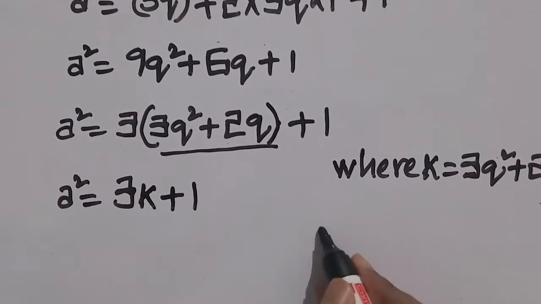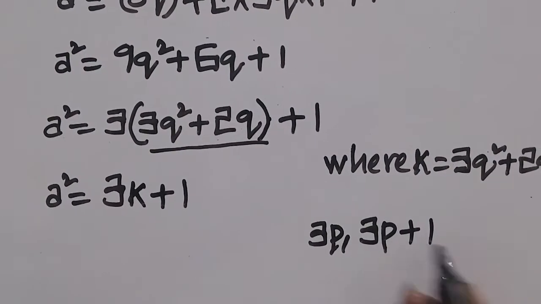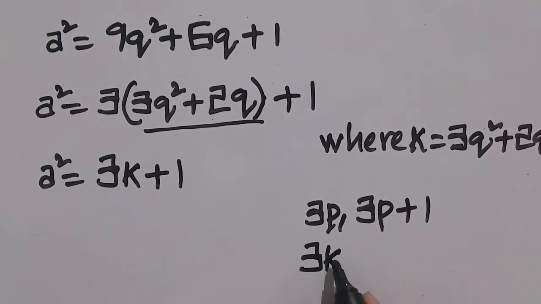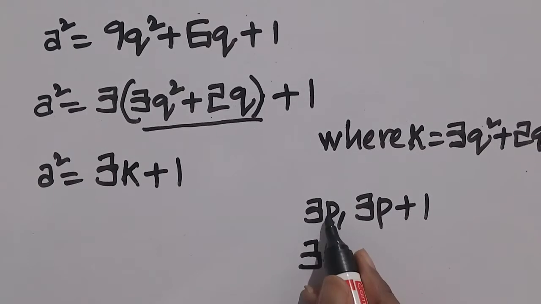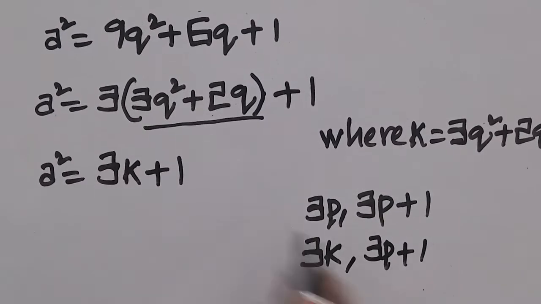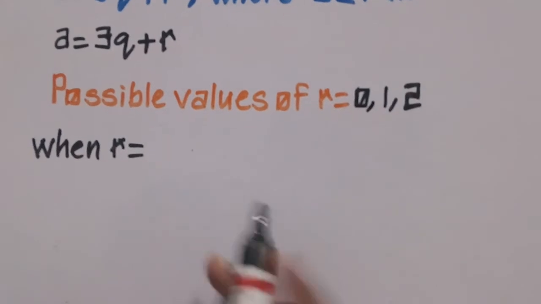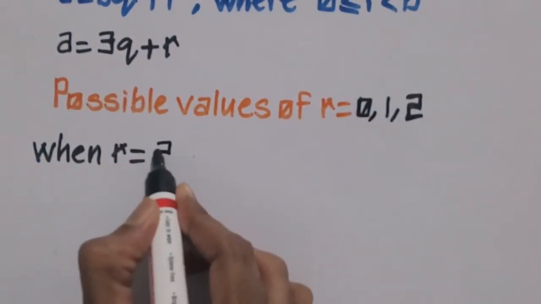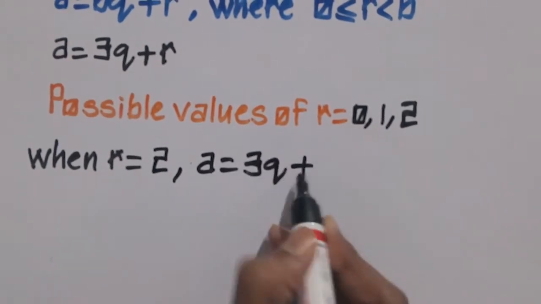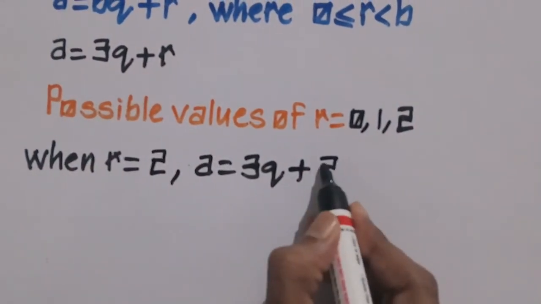What should we prove in the problem? Either 3p or 3p plus 1 square also. The first one came as 3p, meaning 3k, where k is a positive integer, so 3p form came. Now the second one came as 3p plus 1, like 3k plus 1. When r is equal to 2, the last value: a is equal to 3q plus remainder r, which is 2. Okay, remainder is equal to 2.